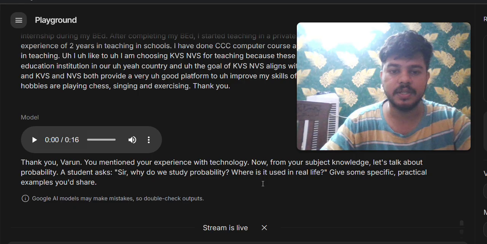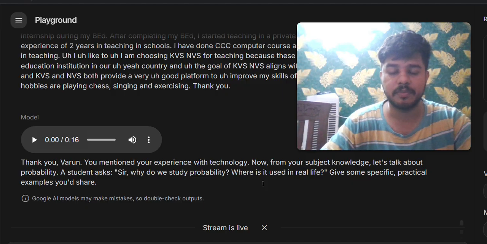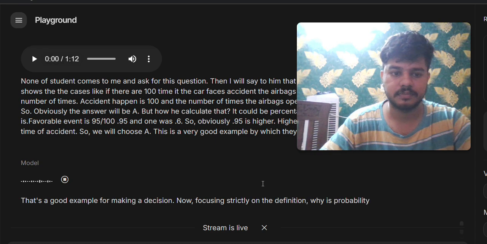But how does he calculate that? It could be percentage, or it could be 95 upon 100. The favorable event is 95 upon 100, that is 0.95, and the other one is 0.6. So obviously 0.95 is a higher probability that the airbag will open at the time of accident. So we will choose A. This is a very good example by which they can understand that. That's a good example for making a decision.